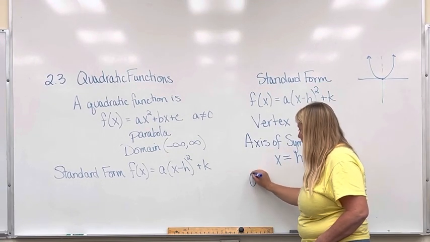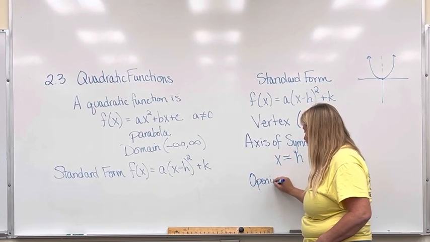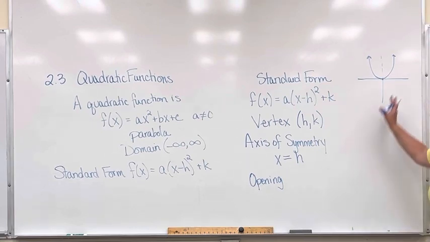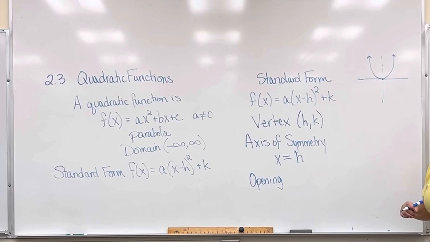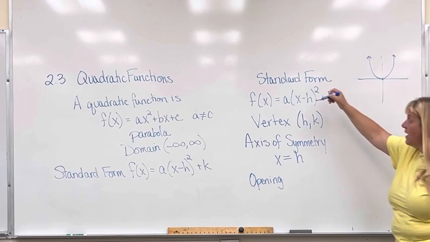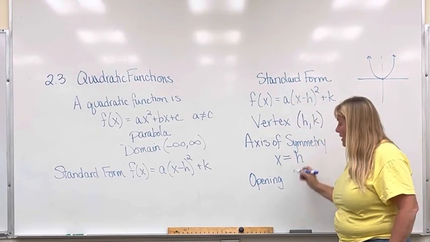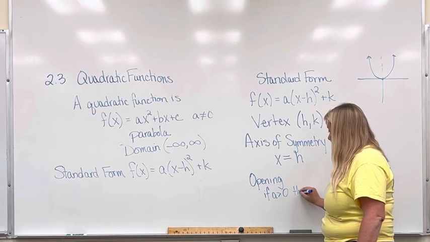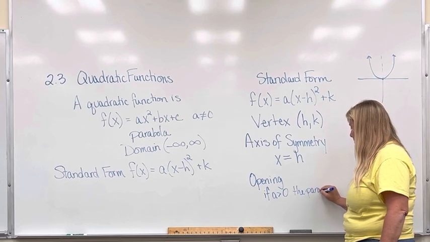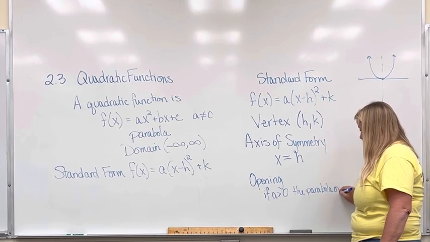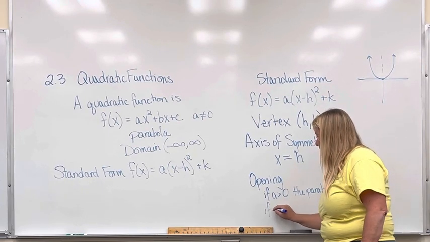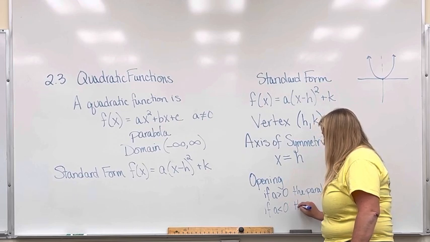And then another thing that we have is our opening. So every single parabola is either going to open up or it's going to open down. We're not looking at the side to side, okay? That's not what we're looking at. We're looking at the upward facing or the downward facing. And that's going to come from the a term. So if a is greater than zero, the parabola opens up. And if a is less than zero, the parabola opens down.